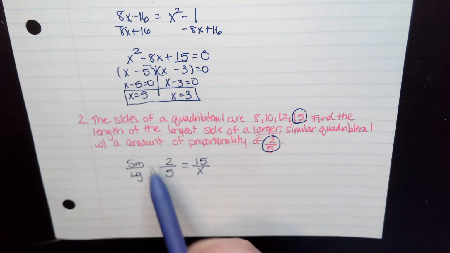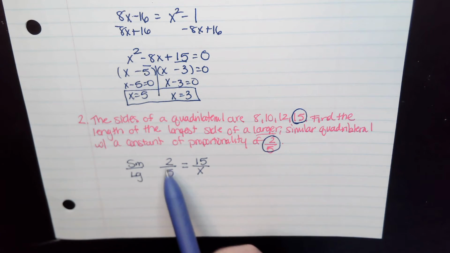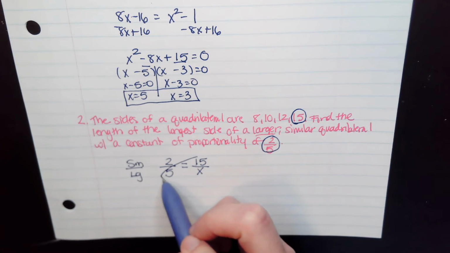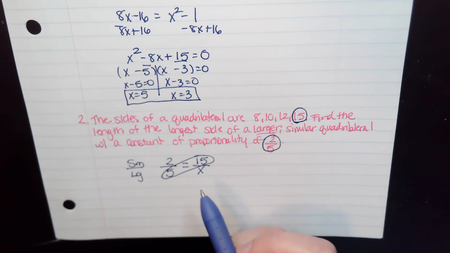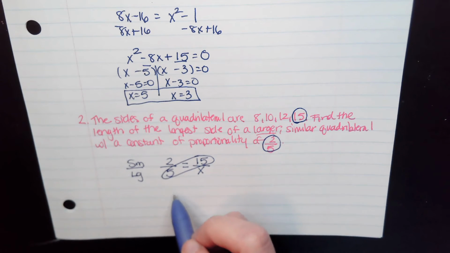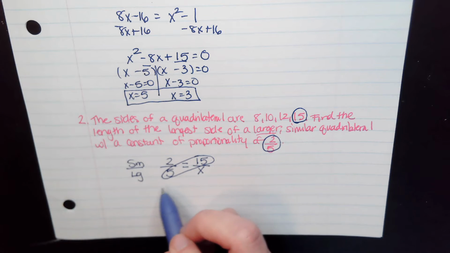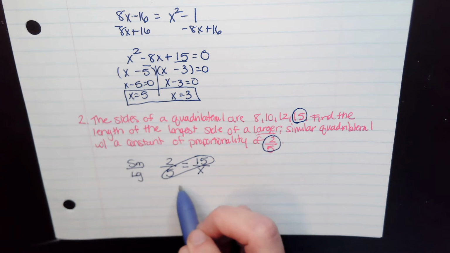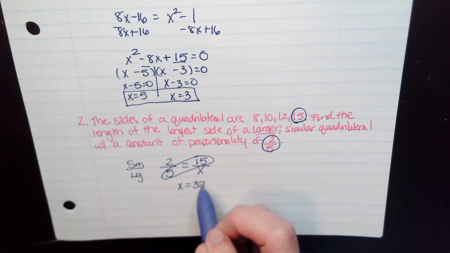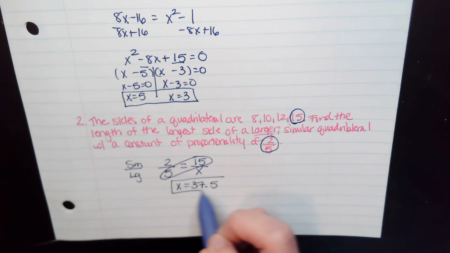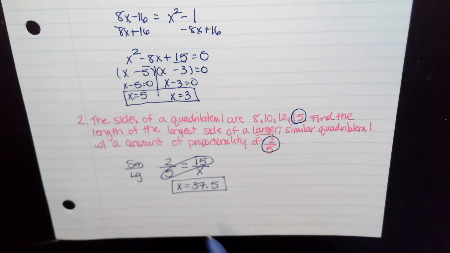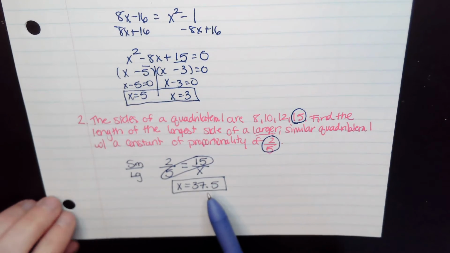So now I've set up this nice proportion. Anytime I have two fractions that equal each other, I can cross multiply them. So go ahead, pause your video and cross multiply and solve for x. So you should have gotten 75x equals 2 or x equals 37.5. So that would be the length of the longest side of a larger, similar quadrilateral.